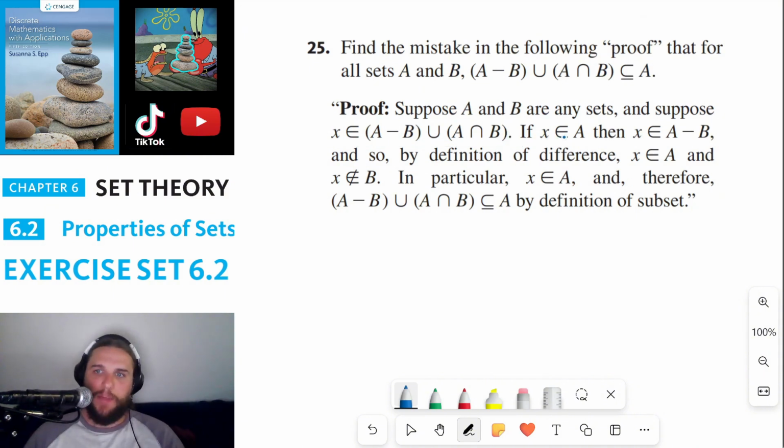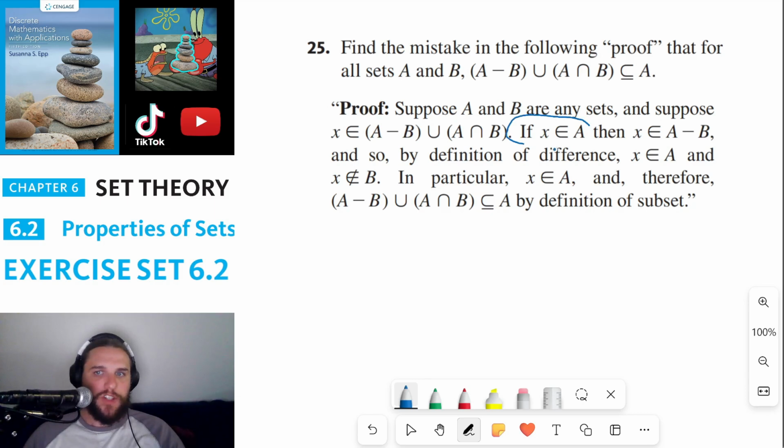If X is an element of A, then X is an element of A minus B. And so by definition of difference, X is an element of A and X is not an element of B. Now, I will say if X is an element of A minus B, by definition of difference, X is an element of A and X is not an element of B. That's correct, but there are a couple issues with this proof up to this point.